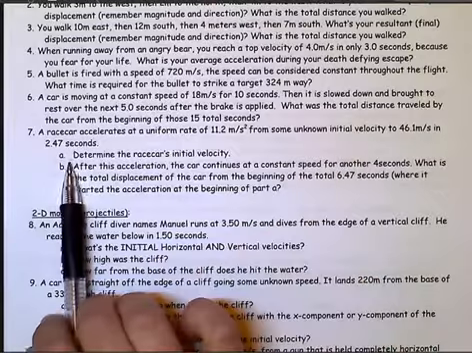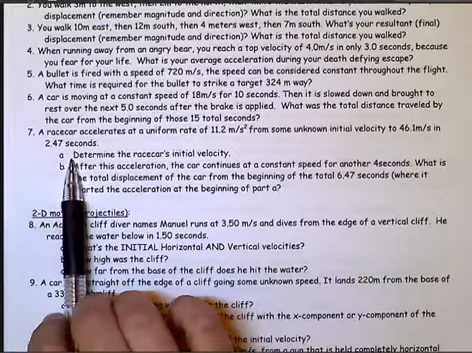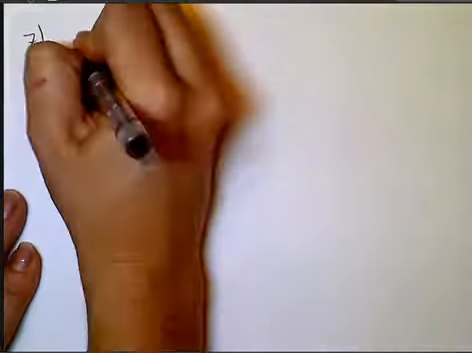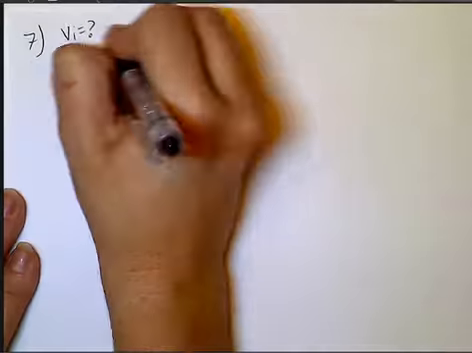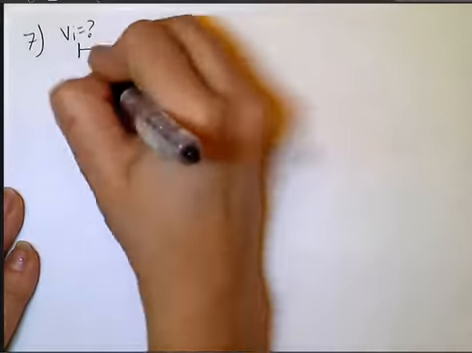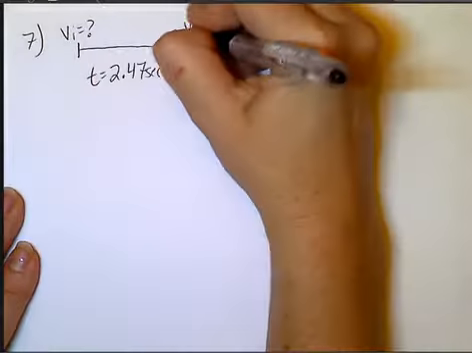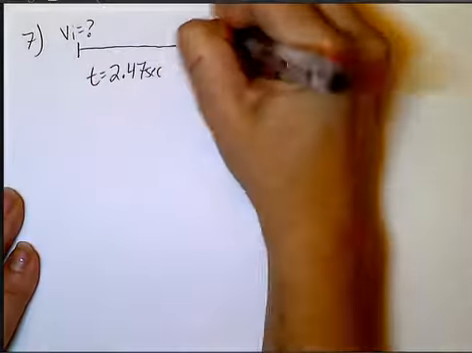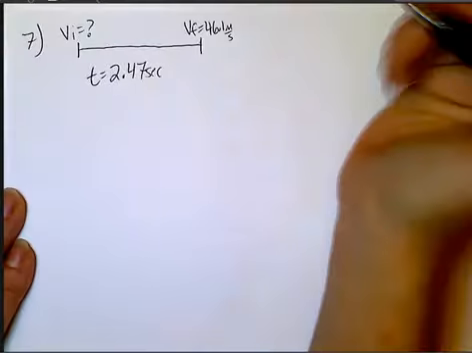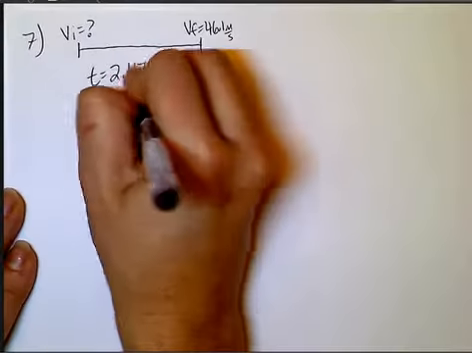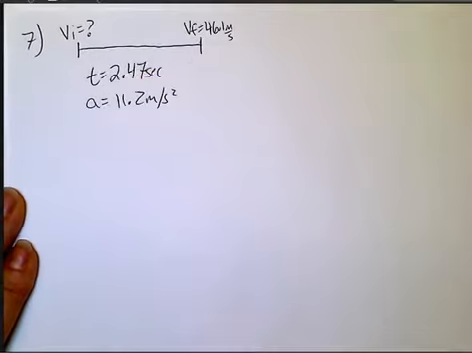So the first part just says, what is the initial velocity? It's a separate, pretty easy problem. He starts off with some unknown velocity, and over the course of 2.47 seconds, he reaches a final velocity of 46.1. And I also know that the acceleration during this point is 11.2 meters per second squared. So I can do part A to start off with, real easy. What is the initial velocity?